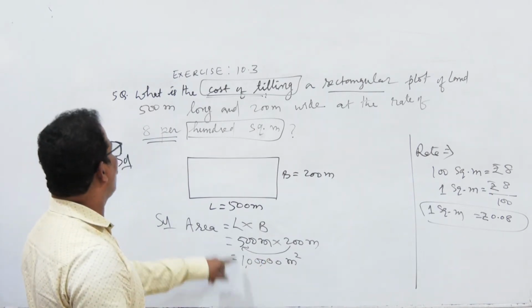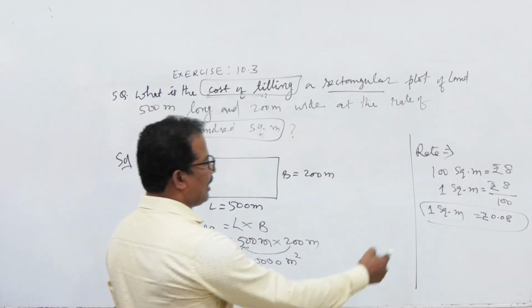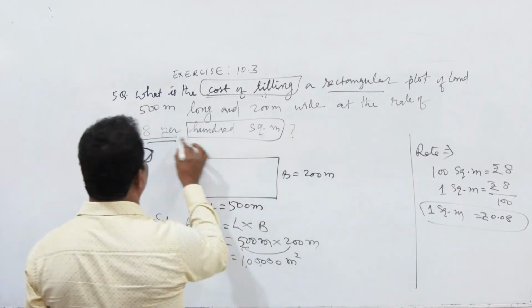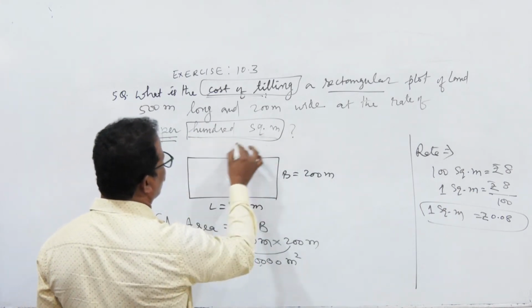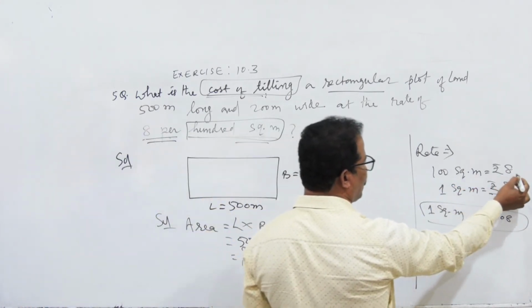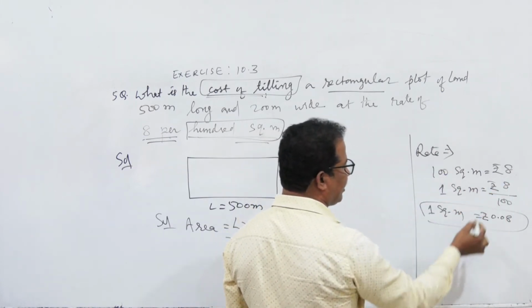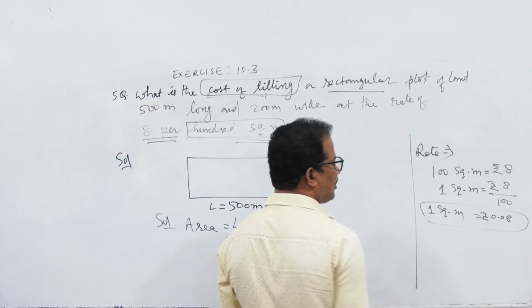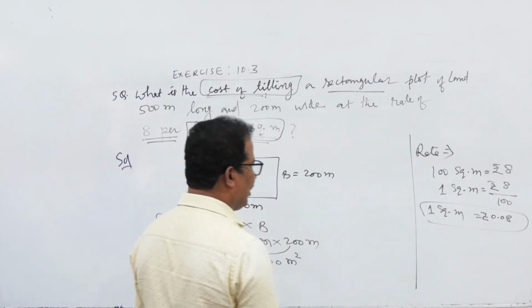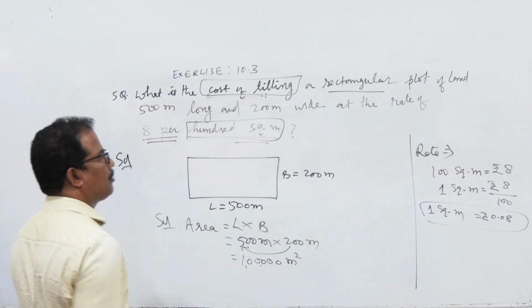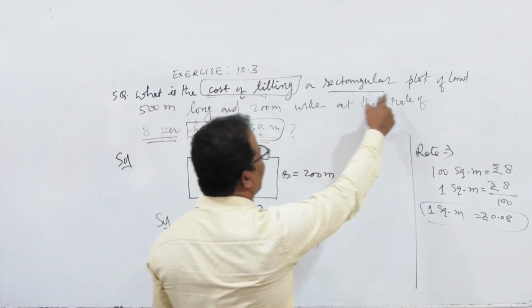And for this we are going to find the cost of tilling. And the rate, in the question it is given 8 rupees per 100 square meter. For 100 square meter is equal to rupees 8, and for 1 square meter is equal to 8 by 100. This 100 will go that side. If you divide 8 by 100, we got 0.08 rupees only. With this rate we can multiply to the total area. We will get the total cost of tilling a rectangular plot.